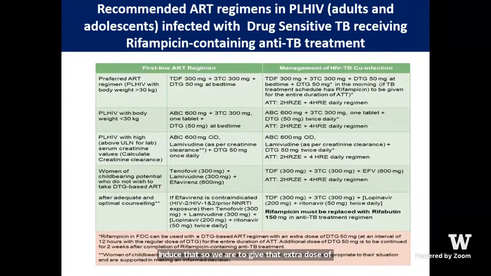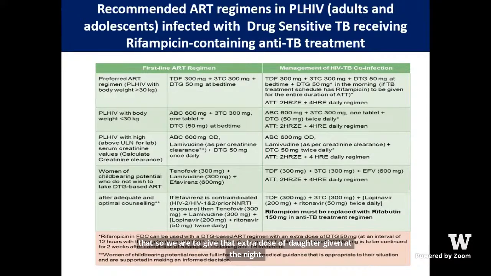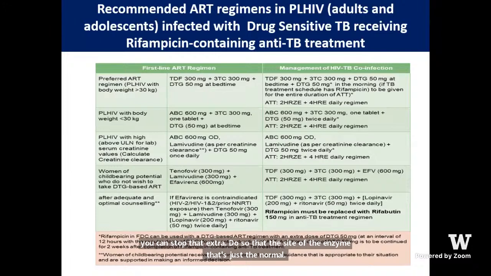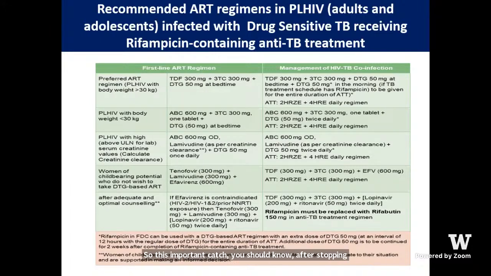That you all know. And after the ATT is over, you have to wait 2 weeks. Why? Because the drug metabolizing enzyme has to go back to the baseline level. For that, you have to give the dolutegravir extra dose for 15 days, then you can stop that extra dose, so that the cytochrome P450 enzyme returns to normal. This is an important catch you should know. After stopping the ATT, 2 weeks you give the extra dolutegravir in the night.